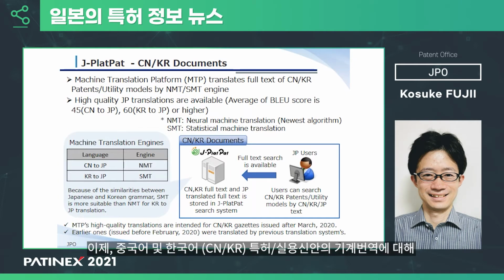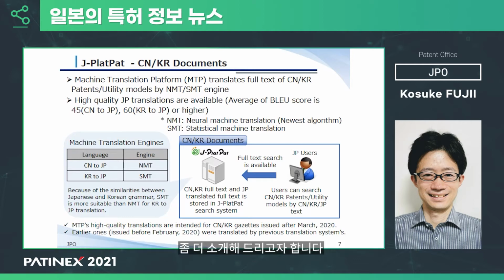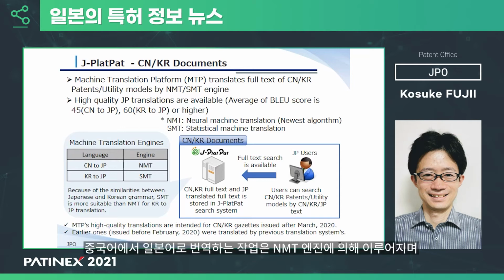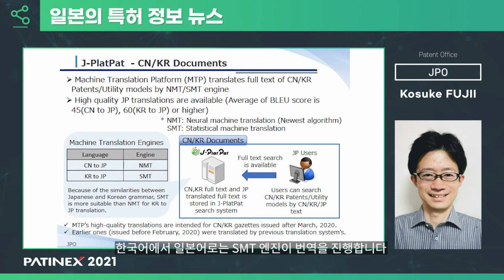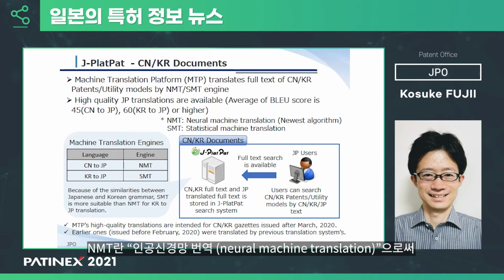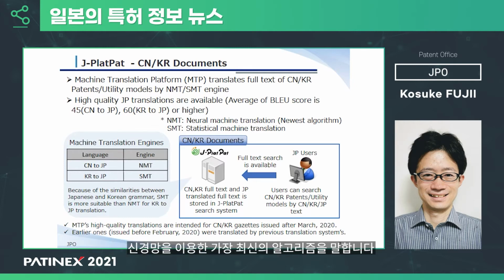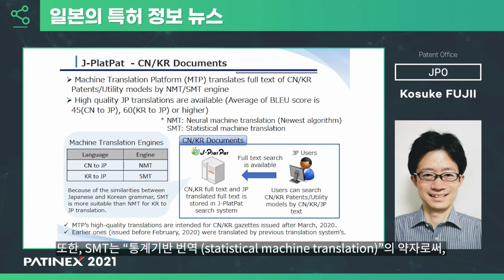Here, I'd like to introduce more about the machine translation of Chinese and Korean patents and utility models. Chinese to Japanese translation is performed by NMT engine, and Korean to Japanese translation is carried out by SMT engine. NMT means Neural Machine Translation, which is the newest algorithm using a neural network. And SMT stands for Statistical Machine Translation.